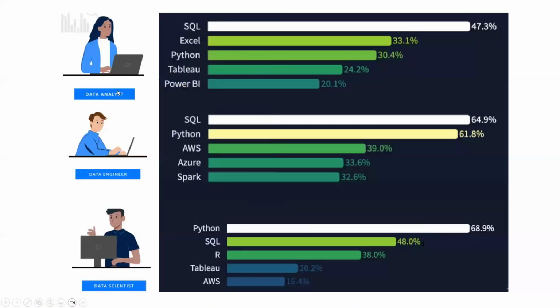With its ability to handle large datasets and perform complex operations, SQL has become an essential skill for anyone involved in data analysis. For data analyst roles, SQL is the top required skill, appearing in nearly half of all job postings. It's also the most in-demand skill for data engineers, featured in over 60% of listings. Even for data scientists, SQL ranks as the second most important skill.